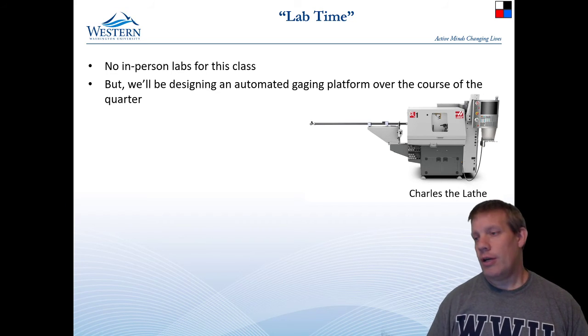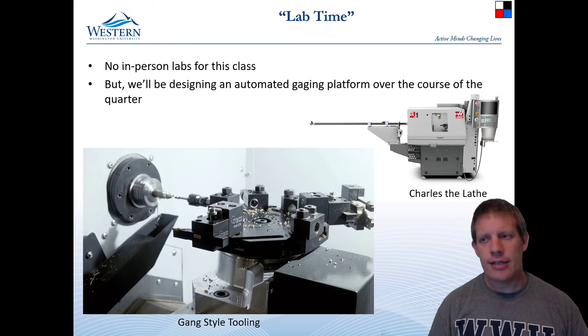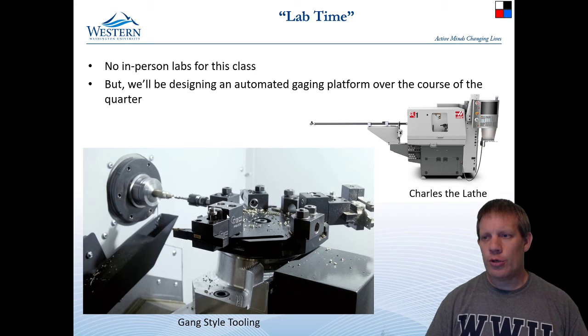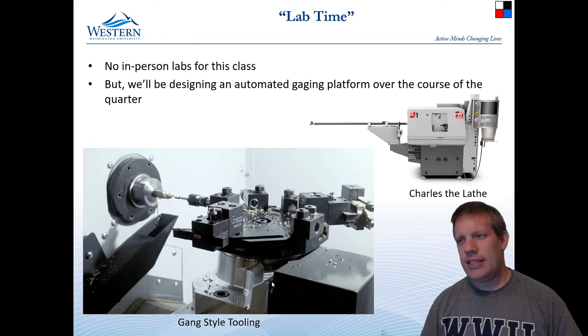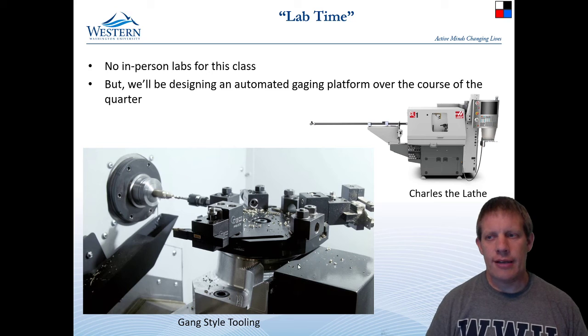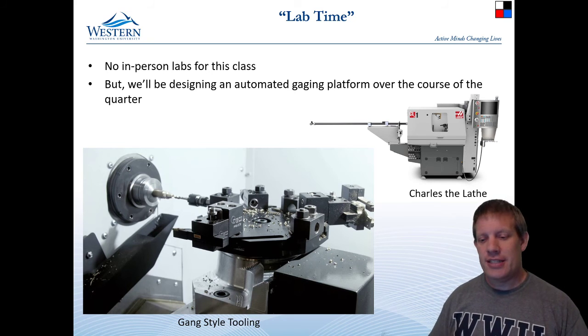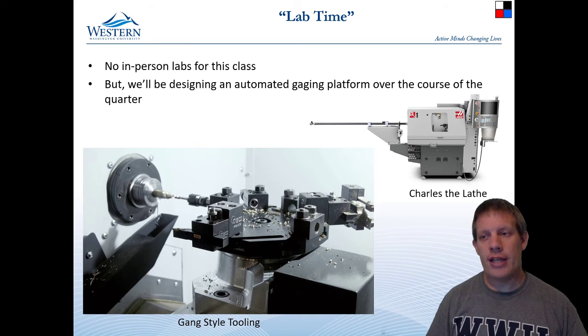Well, let's see, just one more thing about this. This lathe has gang style tooling, so instead of a big tooling turret, it has this small rotary tooling turret, and it can have 8 and up to 16 tools in it. We also have some live tools. So you're going to be designing a part, and then you're going to be designing an automated gauging fixture that will come in and measure that part.